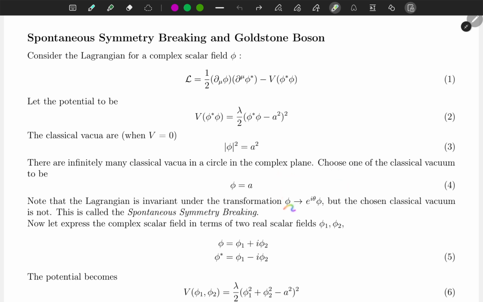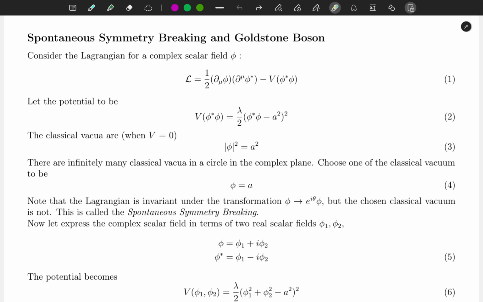But if you transform this classical vacuum, you can see that the solution changes. So it is no longer a symmetry of the classical vacuum. This is called spontaneous symmetry breaking, meaning the symmetry of the Lagrangian is not reflected in the symmetry of the classical vacuum you have chosen. And corresponding to every spontaneous symmetry breaking, there is a Goldstone field or Goldstone boson.